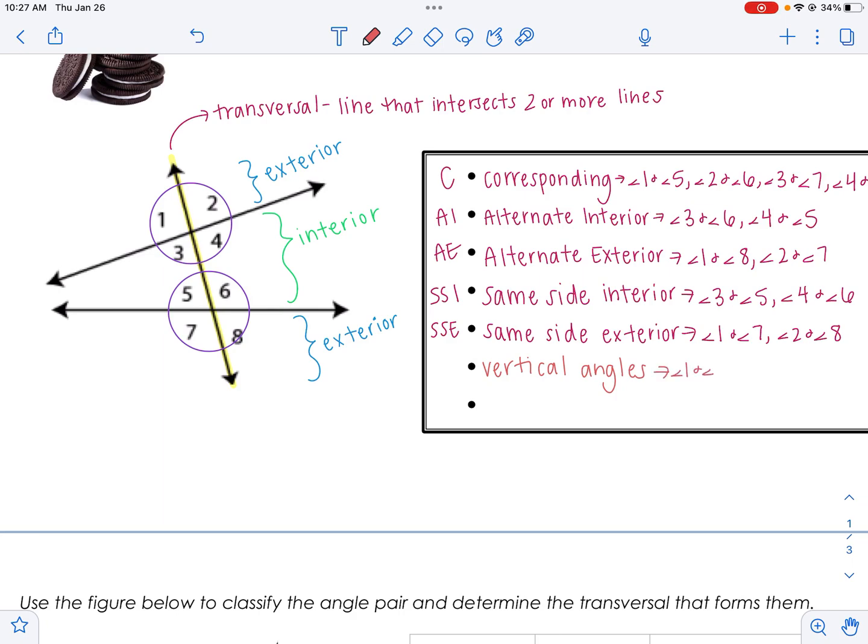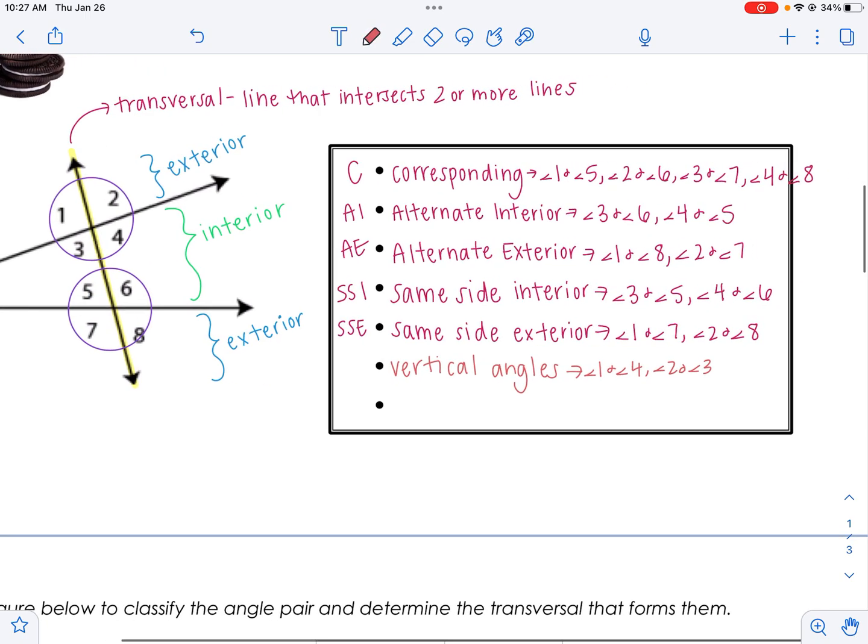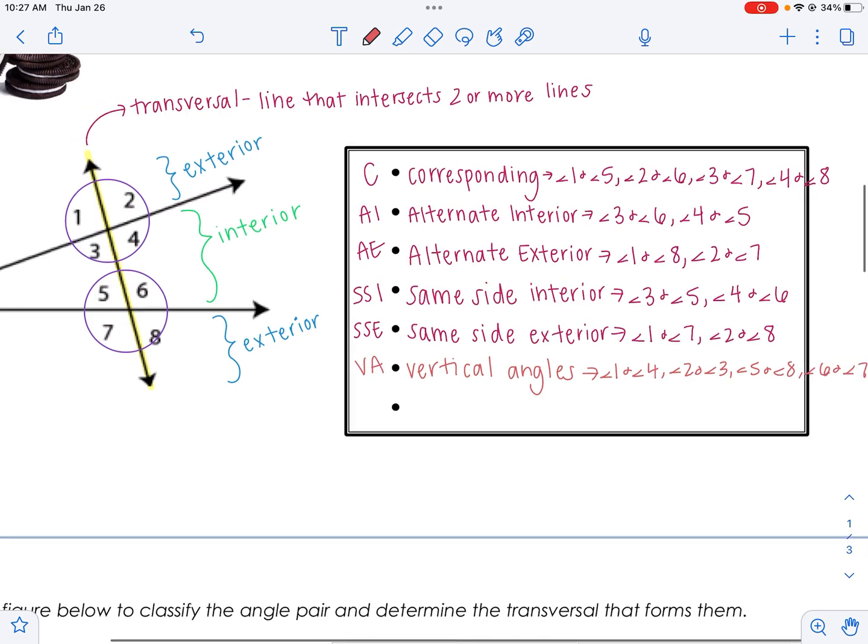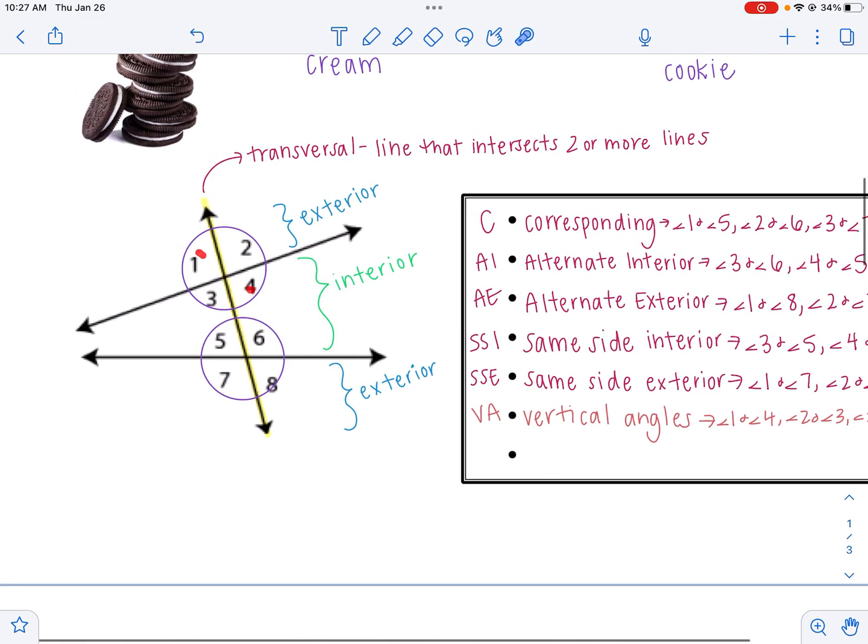There's 1 and 4. We said 2 and 3. But now I have a whole second set down here with vertical angles. So I could say 5 and 8 or 6 and 7 too. And that's old, and we can call that VA for short. But remember that vertical angles still exist. As long as you have 2 lines, you're probably going to have vertical angles. As long as those 2 lines intersect, they exist.